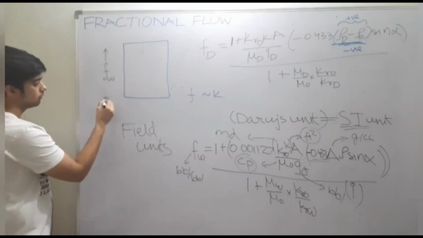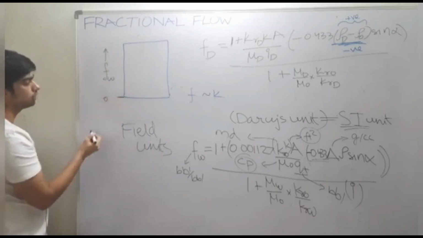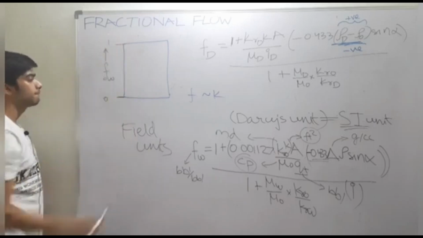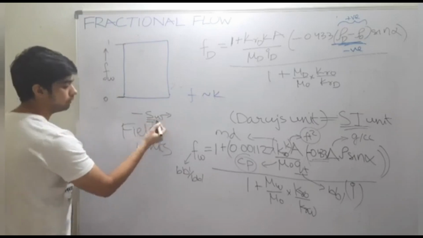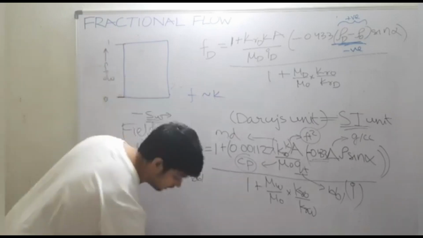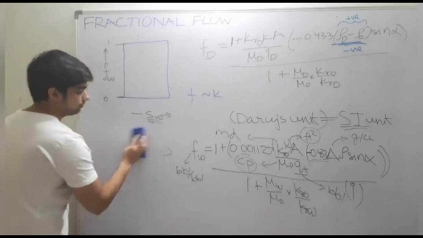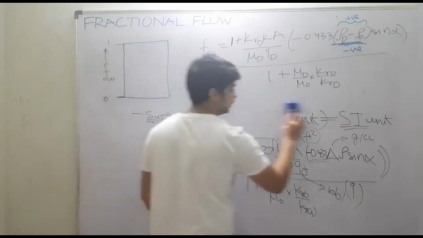The minimum value of fractional flow will be 0, maximum value will be 1, and we are plotting it against saturation, which is the main component in the water flooding. I am removing this equation also.